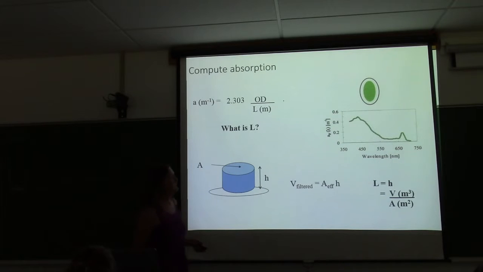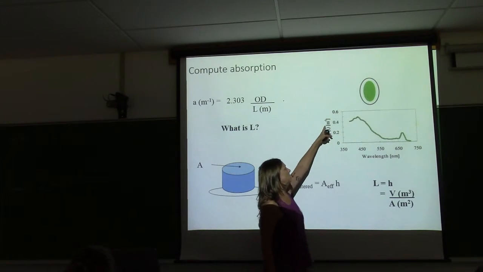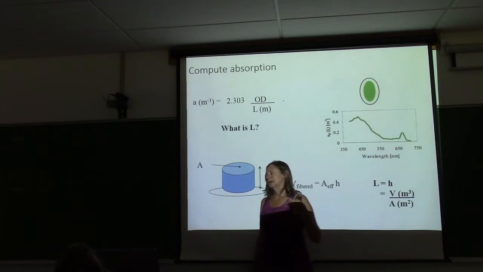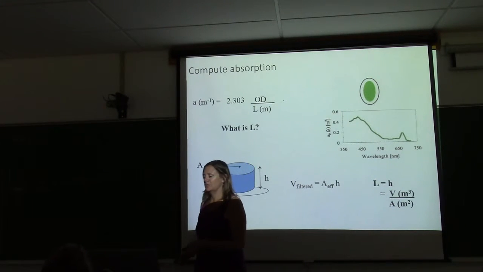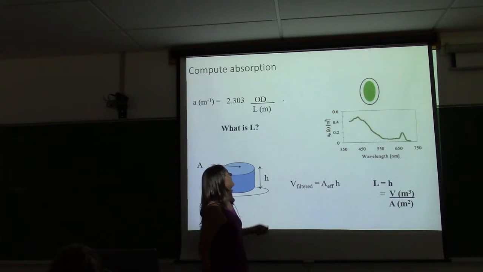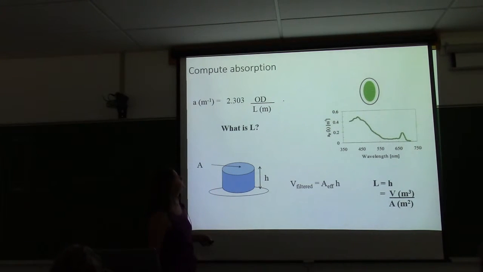Now, of course, we want absorption per meter, so you have to convert this to meters. If you're measuring in mils, that's cubic centimeters. And if you're measuring your area in centimeters, you've got to convert it to meters. And so that shows up in the equation. You'll see that in the handout.